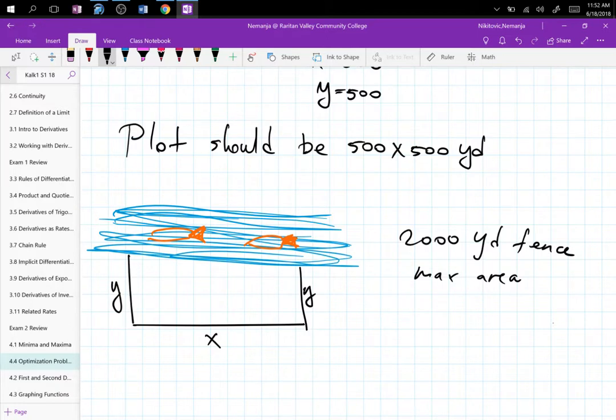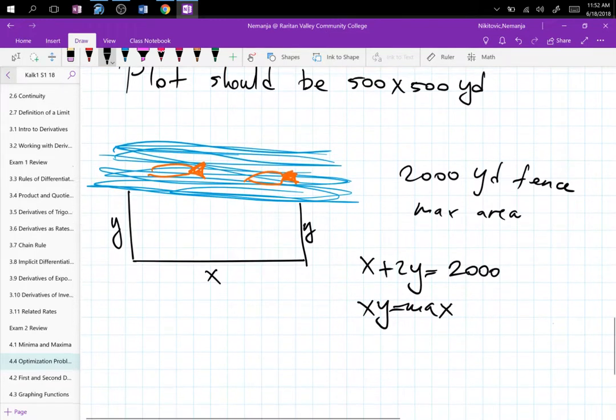Yes, x plus 2y, very good. So now the perimeter fence has a different equation because we don't have one of the x's anymore, right? And we still have xy to be max because it's still a rectangle and you still need to figure this thing out. So let's go.